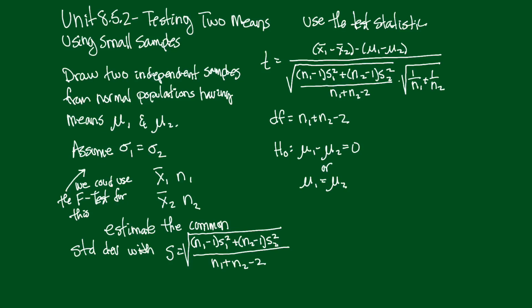Now, the test statistic, the measuring device that we're going to use to test the discrepancy between the observed difference, here's the observed difference, x1 bar minus x2 bar, and the assumed difference. The assumed difference will be mu1 minus mu2, the assumed difference between the population means.